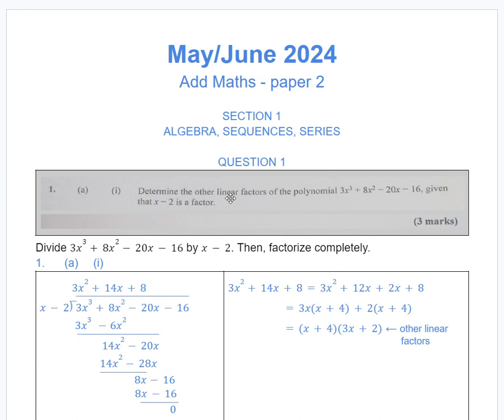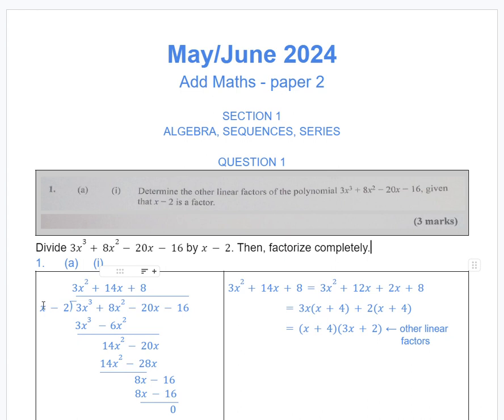Right, the first one, determine the other linear factors of the polynomial 3x cubed plus 8x squared minus 20x minus 16, given that x minus 2 is a factor. Right, so these are steps that I've highlighted here. We're just going to divide the polynomial and then factorize the quadratic that we get, right?